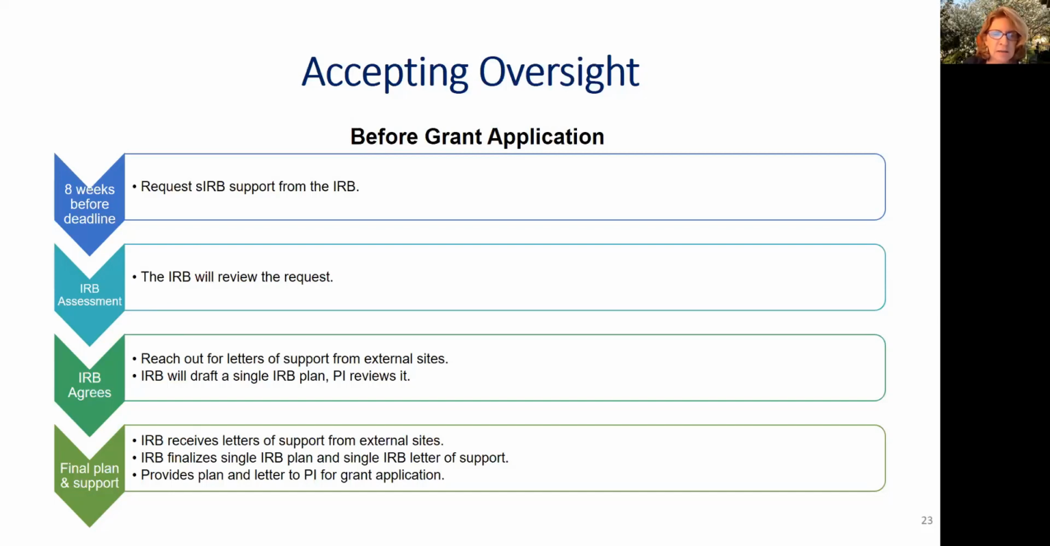So the IRB, moving on to the final bullet points, the IRB would get these letters of support. We finalize the plan. We also provide a letter of support to the PI so that they can provide that in the grant application. And again, this is not the case at the moment for NIH forms, but for other funders, we would provide the plan and the letter for inclusion in the grant application.